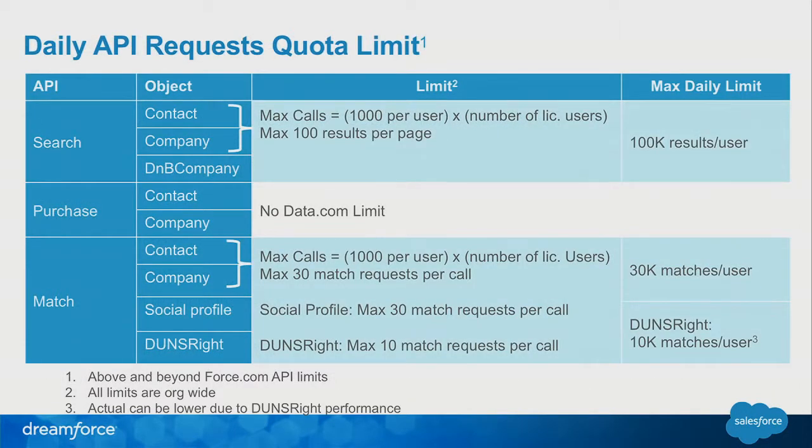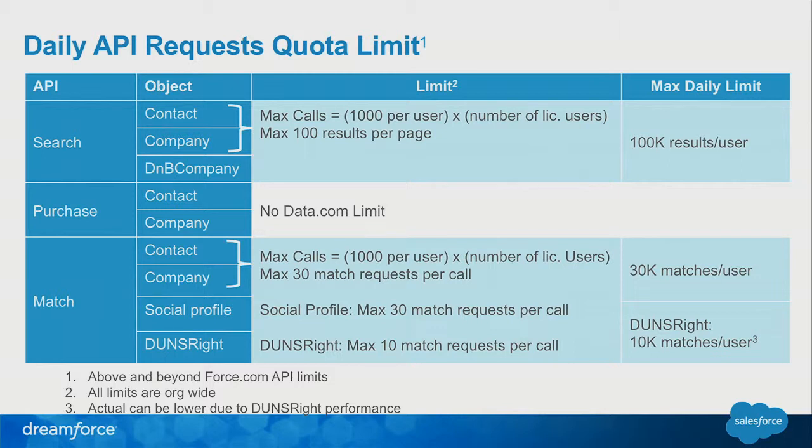Some of the limits before we close. For search, the maximum is 1,000 calls per user, depending on the number of prospecting licenses. So let's say if you had 10 prospecting licenses, you would have 10,000 calls a day. For purchase, there are no limits. For match, again, we have 1,000 calls times the number of licenses.